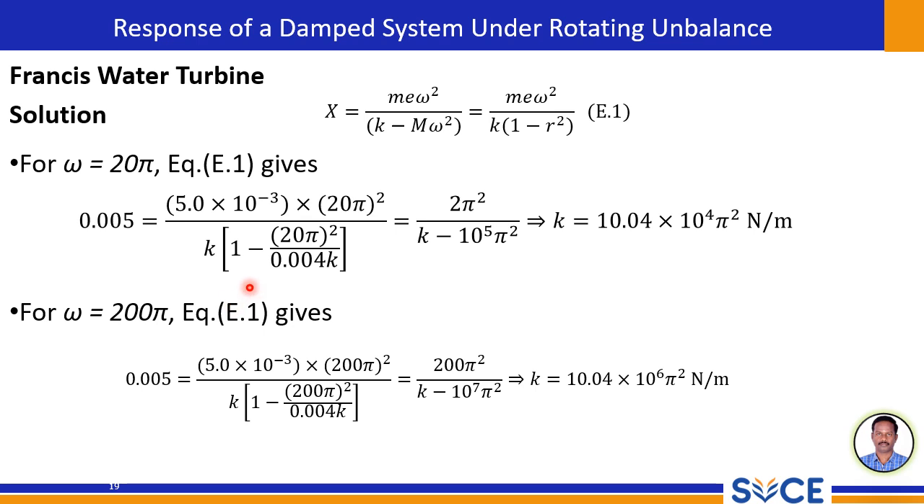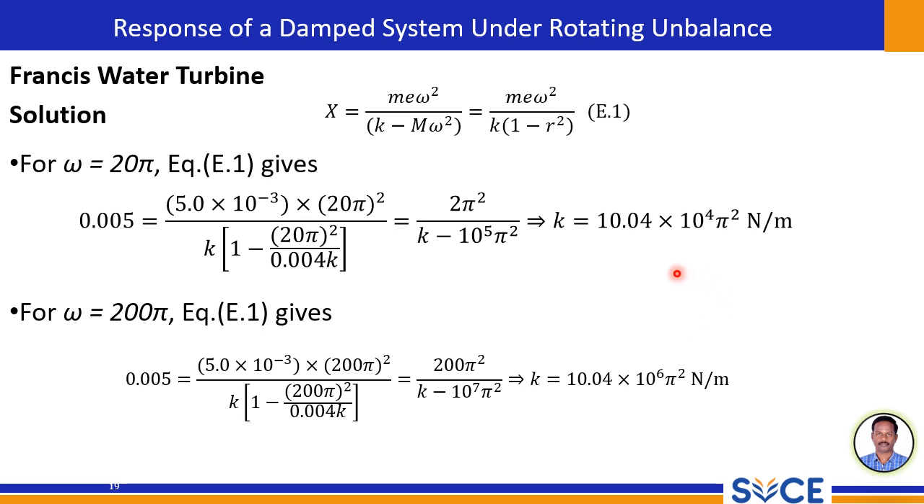Let me solve for k. The required stiffness at the operating speed is 10.04 into 10 to the power of 6 pi square newtons per meter. Again, we can substitute the known values and calculate for the other natural frequency. That is, we have calculated the two stiffness values, and we see a significant difference.